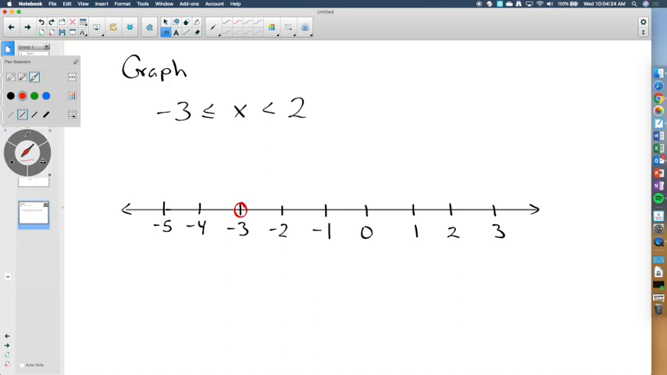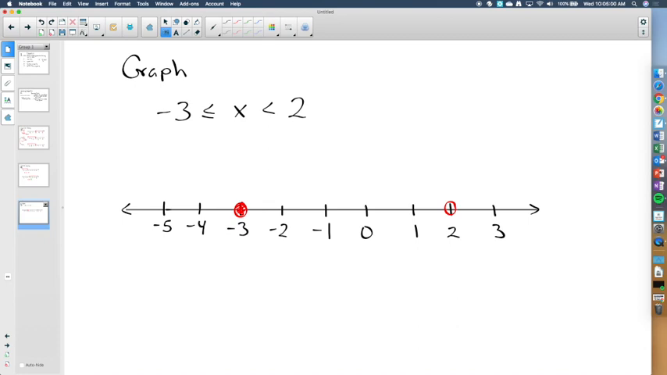Now, if I look at the values that work, let's try saying this. Is it true that -3 is smaller than or equal to -5? The answer to that would be no. It doesn't work for that first part. It is true that -5 is smaller than 2, but -5 is not also bigger than -3. What about if I try 0? Is it true that -3 is less than or equal to 0? Yeah, that's good. Is it true that 0 is smaller than 2? Yeah, that works as well.